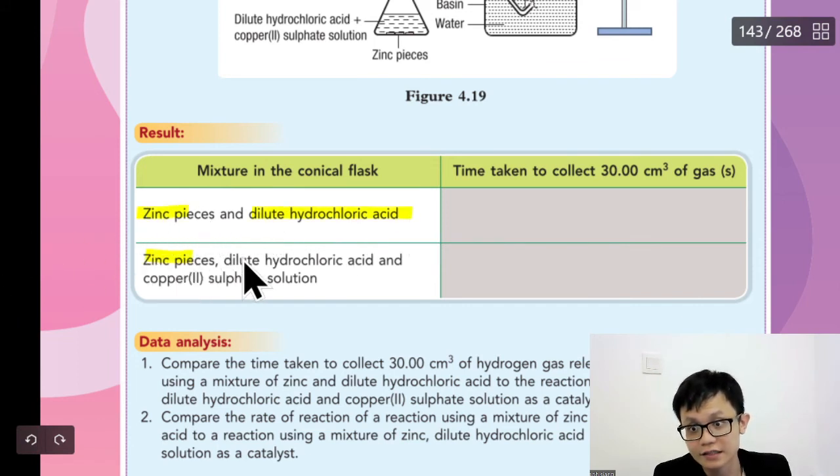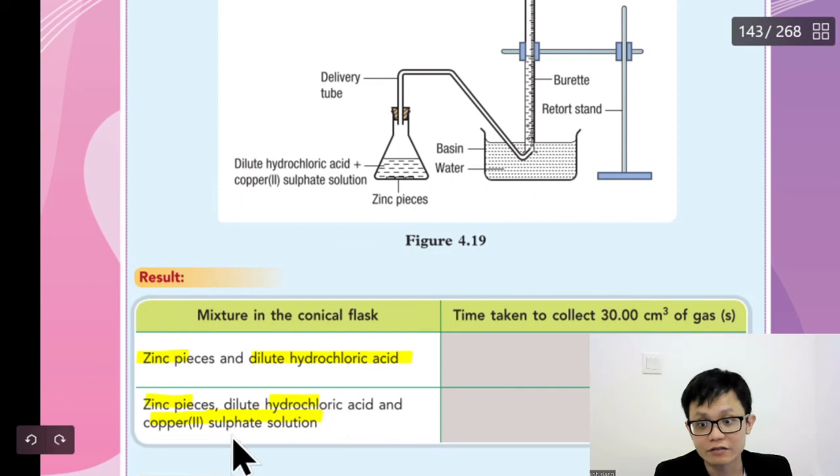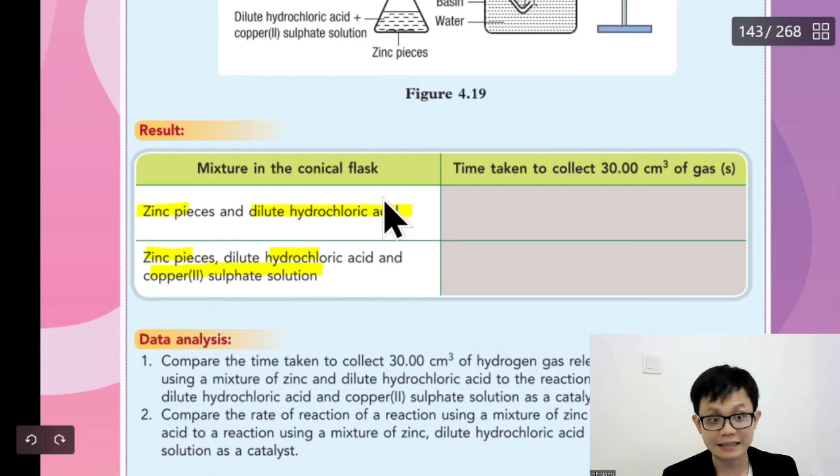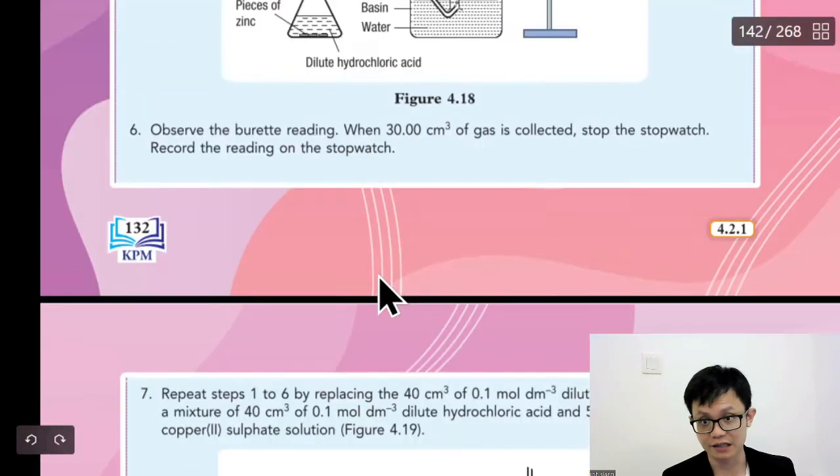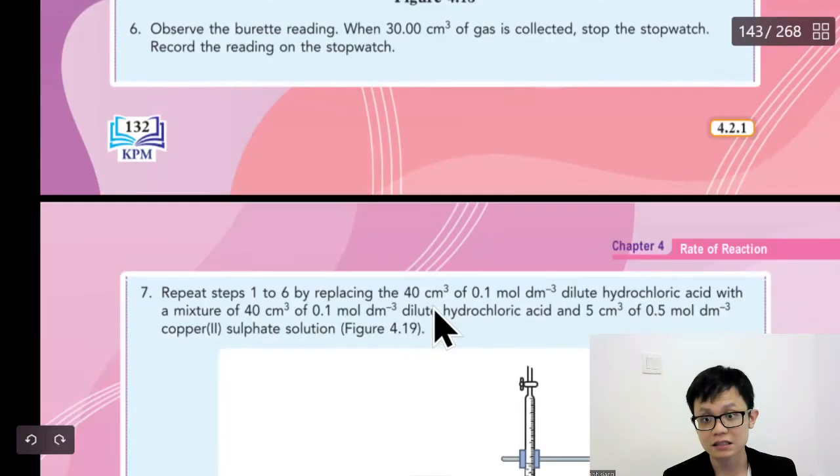So a mixture in the conical flask: zinc, hydrochloric acid and the copper sulfate solution. So this one obviously will be the catalyst. So basically, I know copper sulfate solution is the catalyst, right? Because this one will increase the rate of the reaction. Correct or not? It is not mentioned in here.